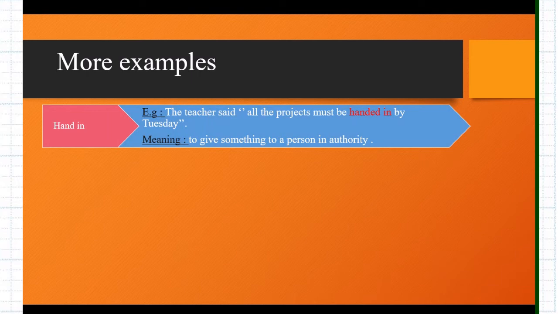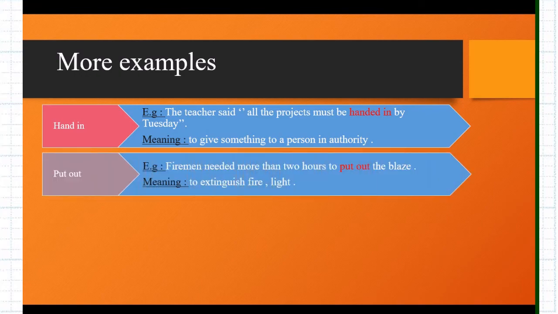More example. Hand in. The teacher said all the projects must be handed in by Tuesday. So it means you must give me the homework or the papers or the project by Tuesday. Okay, so it means to give something like project work, papers to a person in authority, like your manager, teacher, etc. Put out. Firemen needed more than 2 hours to put out the blaze. So it means to extinguish fire or to stop fire from burning.